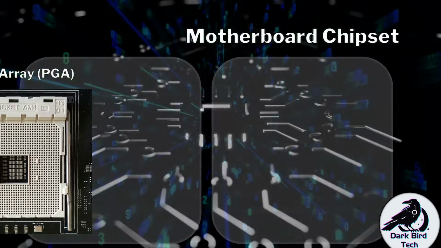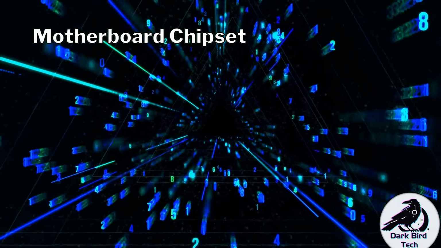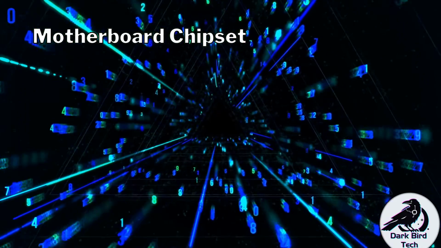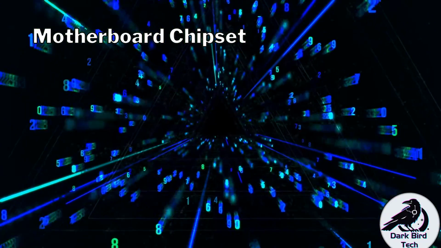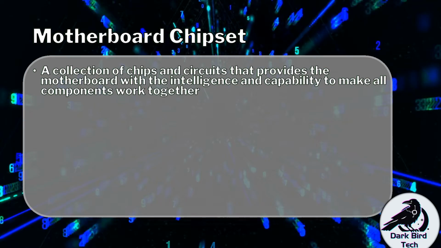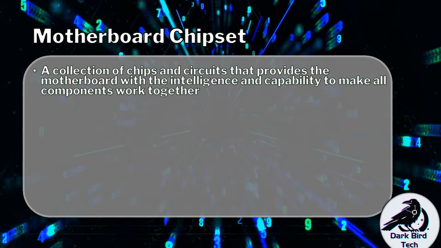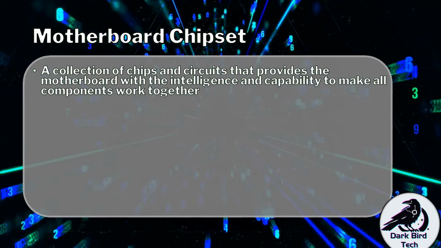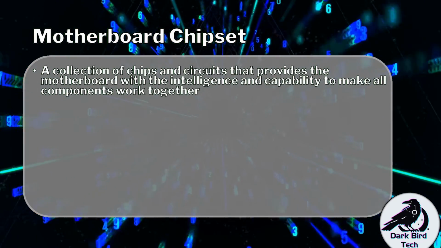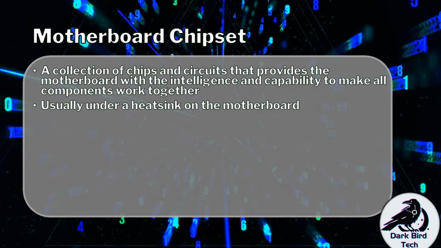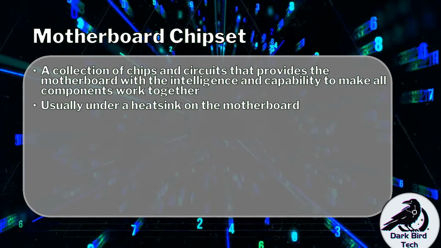Now besides the CPU socket, we also have the motherboard chipset. And believe it or not, this is actually closely related to your CPU. But first, what is a chipset? Well, it's a collection of chips and circuits that usually give the motherboard some intelligence and ability to actually make everything work together. And you'll usually find it under a heatsink on your motherboard.